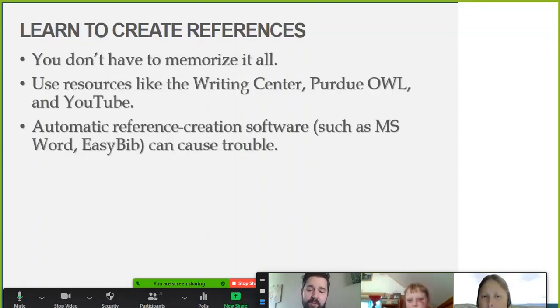You can plug in all of your information and it'll spit out a bunch of references, but you need to be able to go in and double check and make sure that those are accurate. So you'll need to learn at least at some level how to do this. So I encourage you, learn it enough that you can do it yourself.